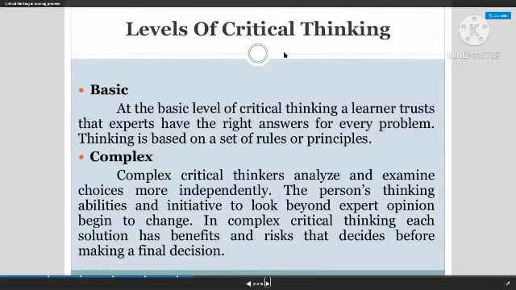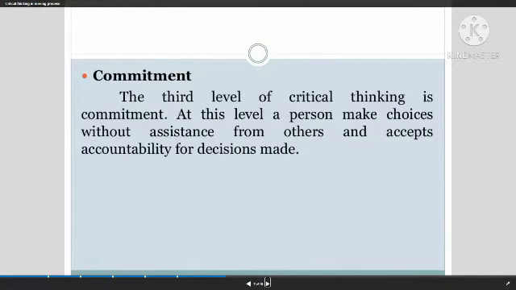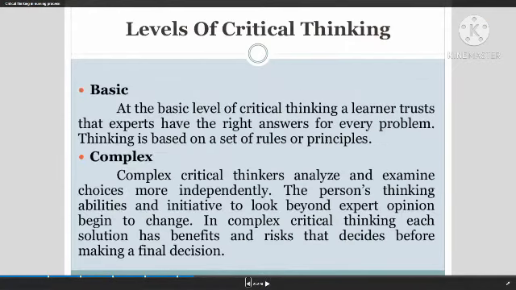So, what are the different levels of critical thinking? You have the basic, complex, as well as commitment. At the basic level of critical thinking, a learner trusts that experts have the right answers for every problem. Thinking is based on a set of rules or principles. So, this is the basic critical thinking.